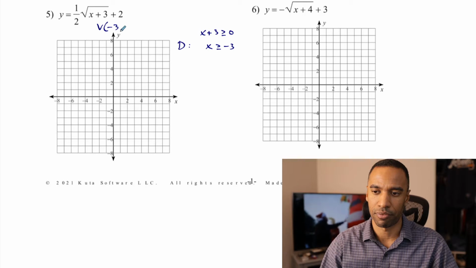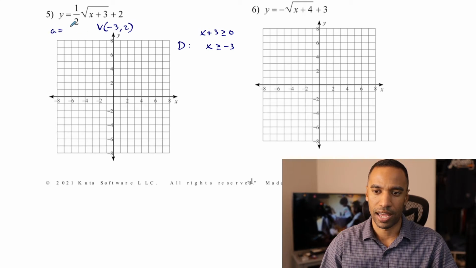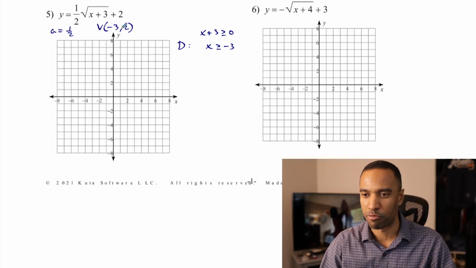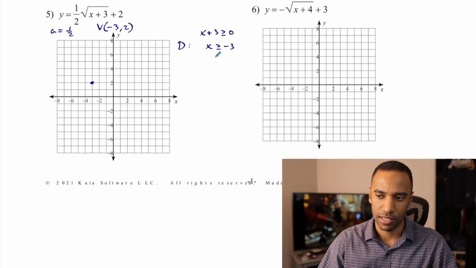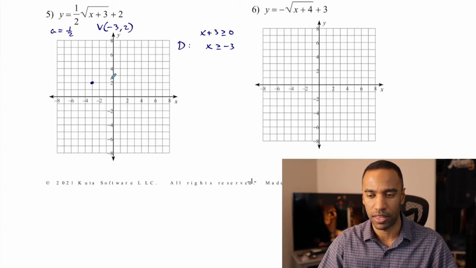Your vertex is at -3, 2, with an a value of 1/2. There's that fraction I may or may not have promised. So we are at -3, 2 right there, and this graph will go to the right. Our x values need to be greater than this number.